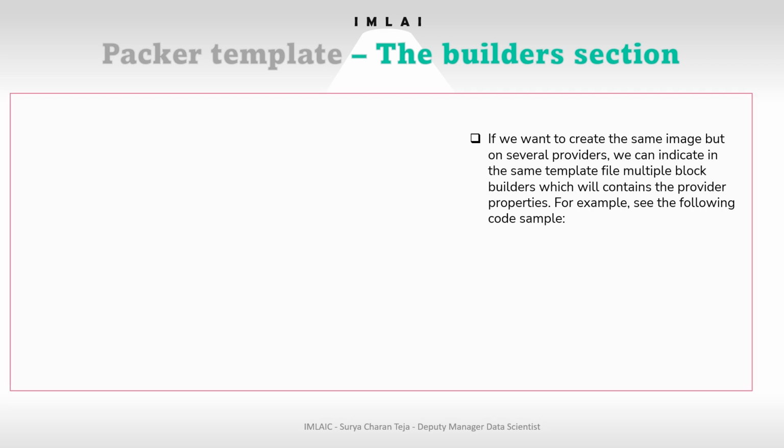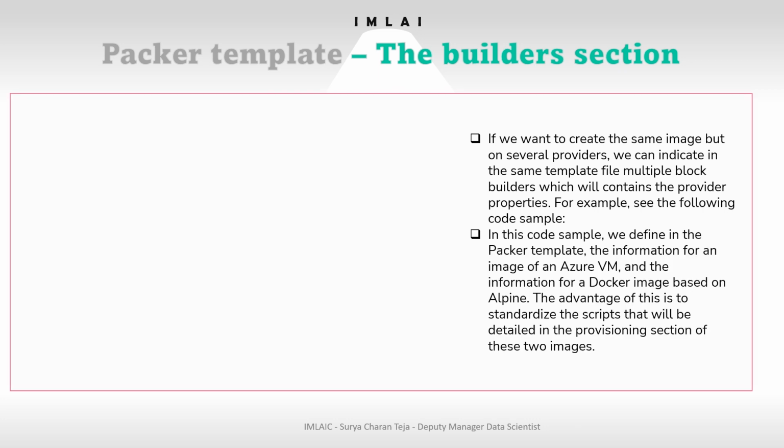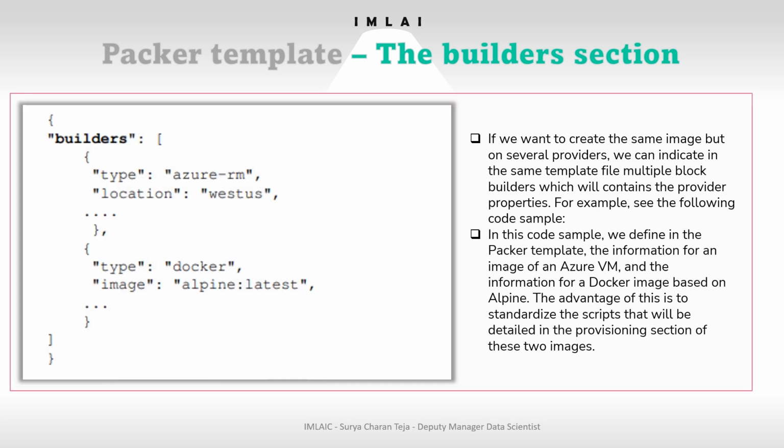So we can indicate the same template file multiple block builders, which will contain the providers, which will contain the provider properties. For example, you just see the code that is visible on the left side. So here we have mentioned two builders. The builders section is an object, it's a builder object. Inside that you have two builders.